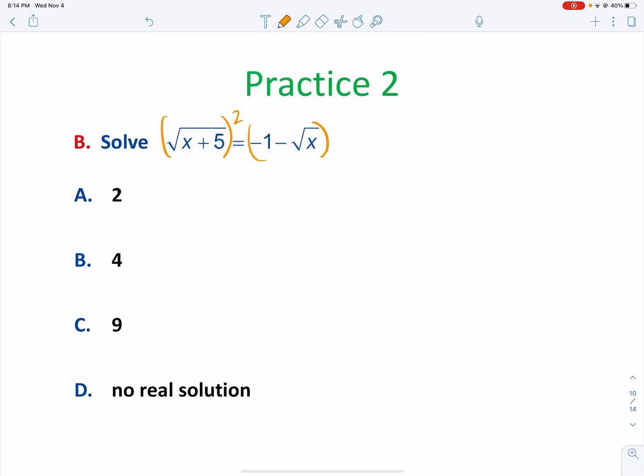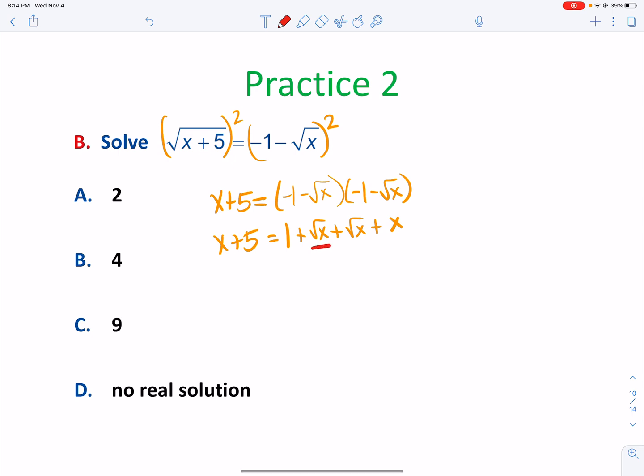I'm going to square both sides. So I get x plus 5 equals negative 1 minus root x times negative 1 minus root x, because I'm squaring it. So that's going to be 1 plus root x plus root x plus root x squared. So that's just going to be an x. And so I'm going to put like terms together. Those would be 1 plus 2 root x.